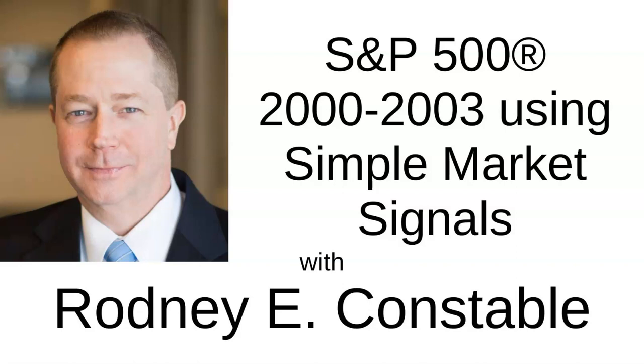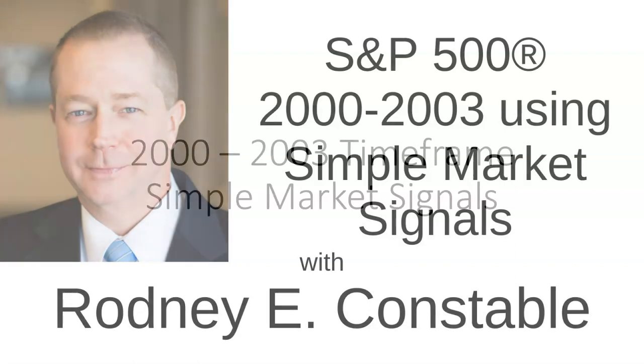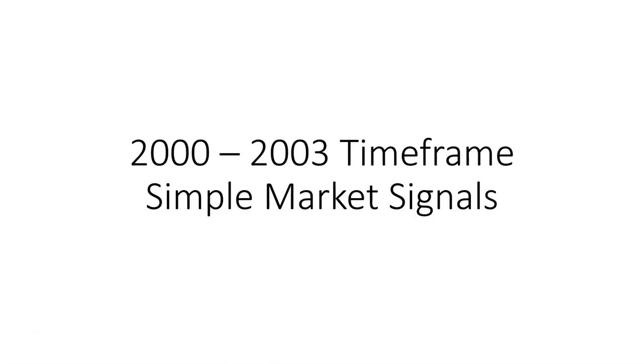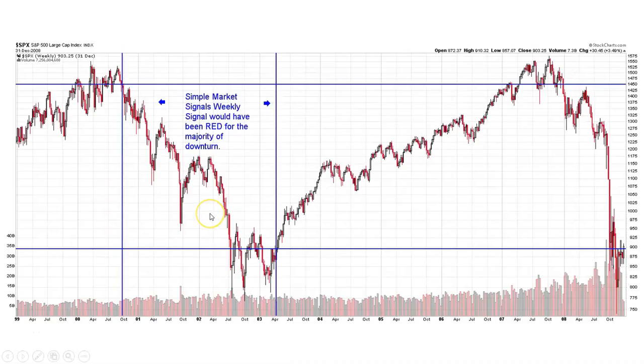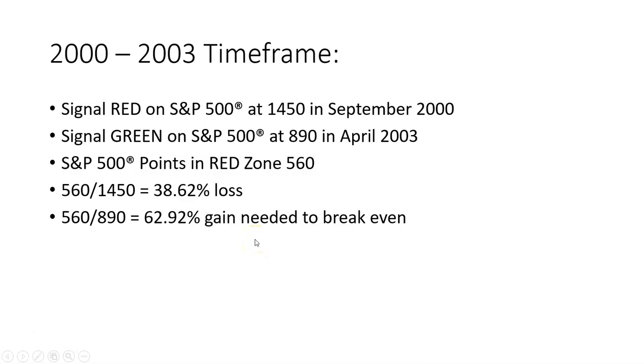Now let's drill down on that 2000 through 2003 time frame using simple market signals. Understand that this is backtesting, because I didn't have the model completed then. The model finally came together in 2017, so this is backtesting, but in backtesting this is what would have happened. Simple market signals would have been red for the majority of this downturn. So now let's drill down on this and see what the numbers look like.